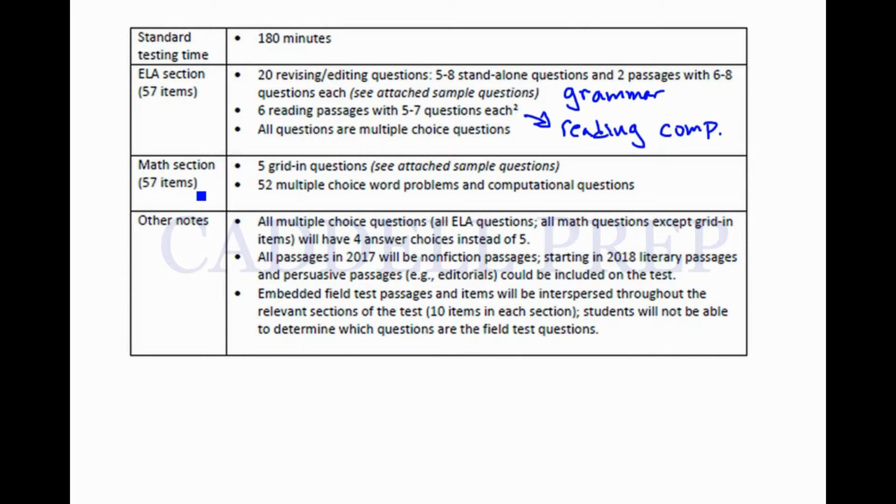Alright, then there's the math section. The math section will be a total of 57 questions. There are going to be 5 grid-in questions, which we'll get to, and then also 52 multiple choice word problems and computational questions.